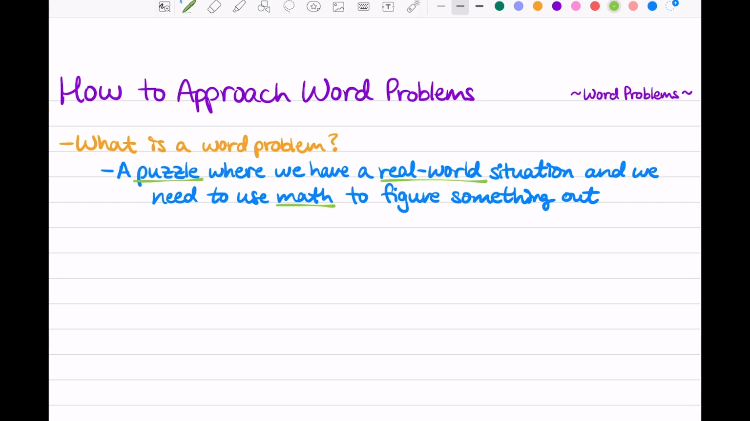So we'll be given some information about something that happens out in the world, and we'll be using the math that we learn in Algebra 1 to answer some question about that real world situation. So what's the point? Why don't we just stick to learning about numbers and variables and equations? Why do we have to incorporate the real world?